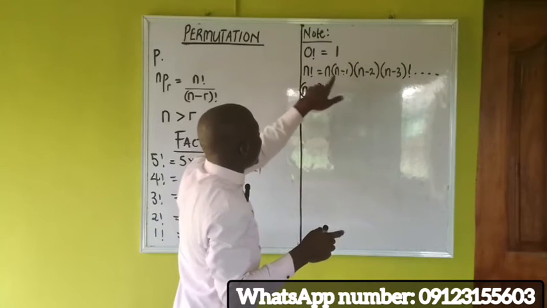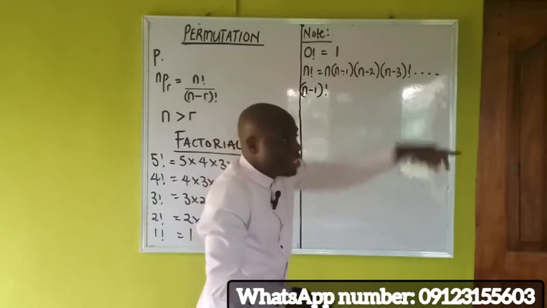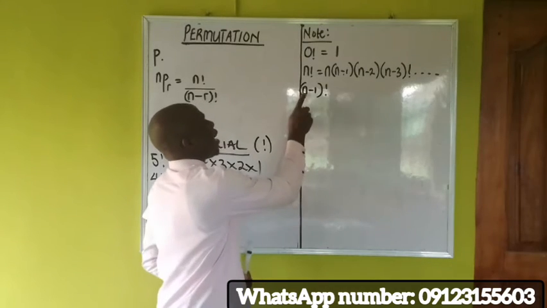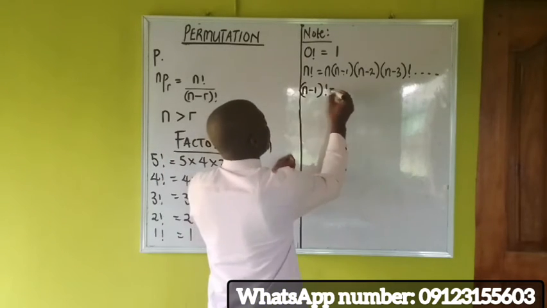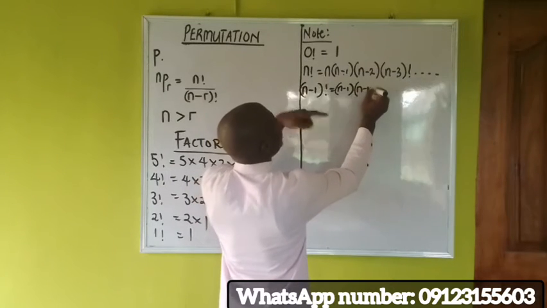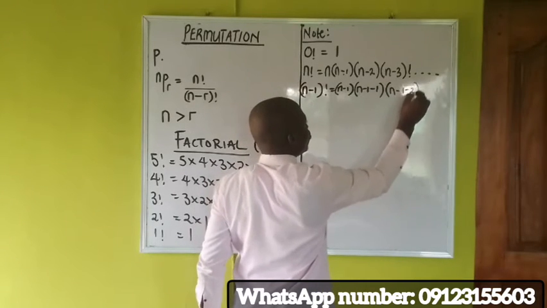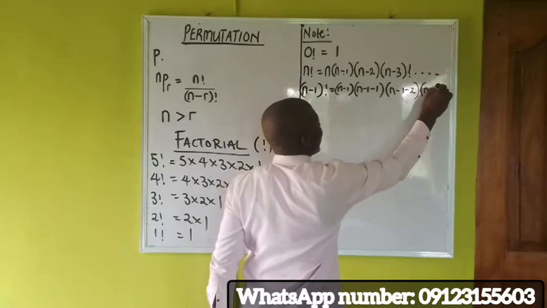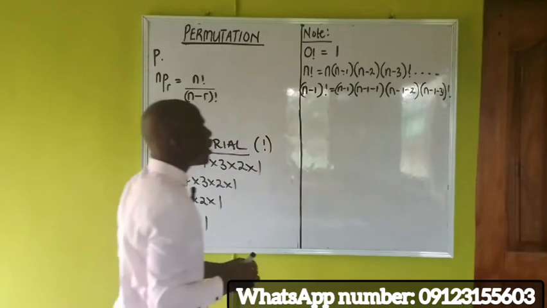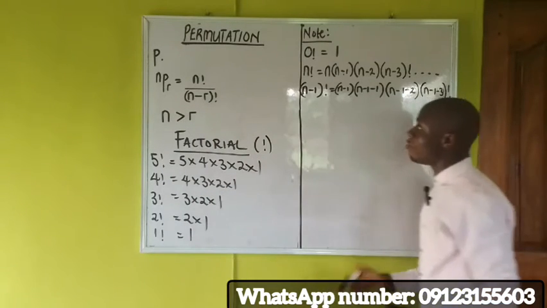into that same n minus 1, that same n minus 2, that same n minus 3. Now we assume that n minus 1 is our n. That becomes n minus 1 into n minus 1 minus 1 into n minus 1 minus 2 into n minus 1 minus 3 factorial. It continues. Watch out for the relationship. Here I have the concept of factorial.